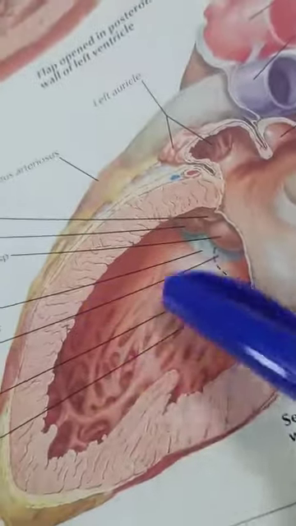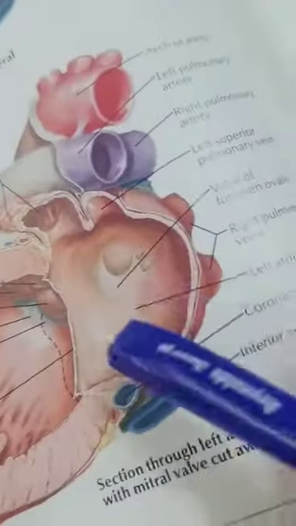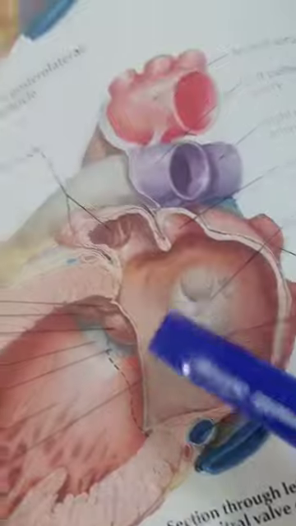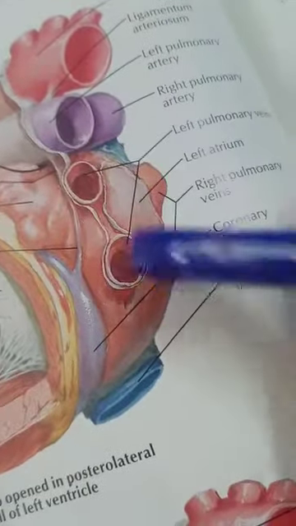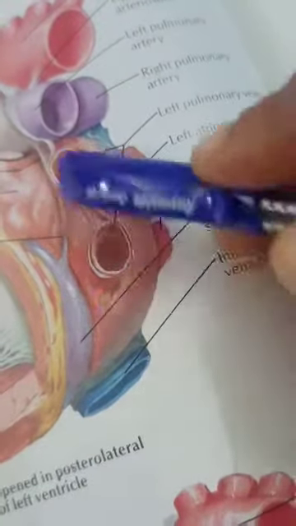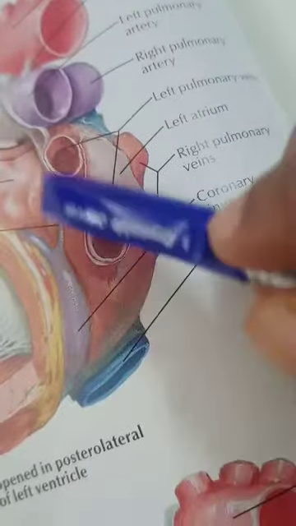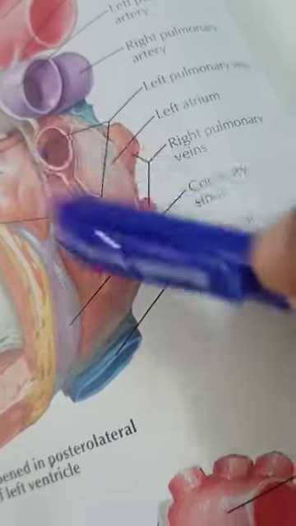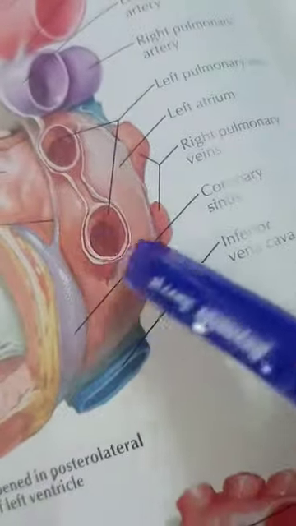So that's about the left ventricle. And this is the left atrium, the interior of the left atrium. In this picture we can see the left atrium. In the left atrium there will be 4 pulmonary veins, 2 on the right and 2 on the left. So a total of 4 pulmonary veins can be seen opening into the left atrium.